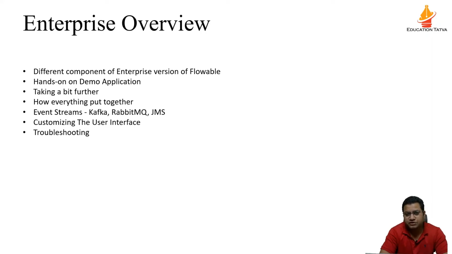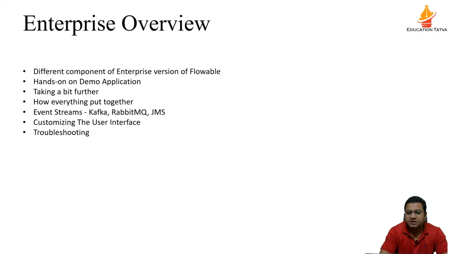Then we will also talk about event streams, where we configure Kafka, RabbitMQ, or JMS, which are categorized more like advanced topics. And then, because presentation is, I believe, key for any software development, we will be covering how to customize the user interface, and that is very quick. And then we will be covering the troubleshooting part in the enterprise version.